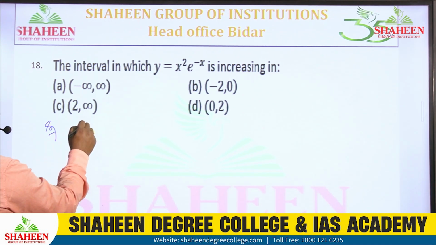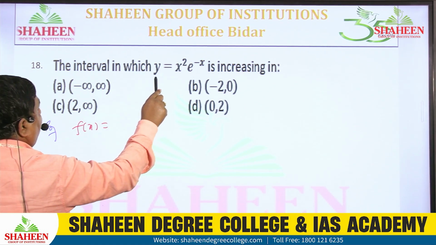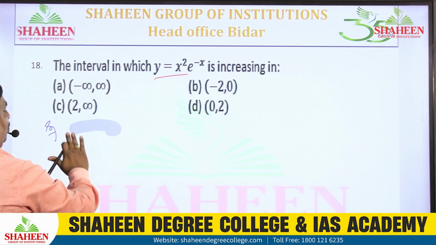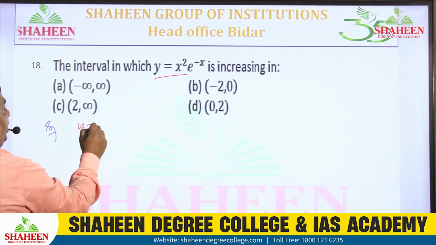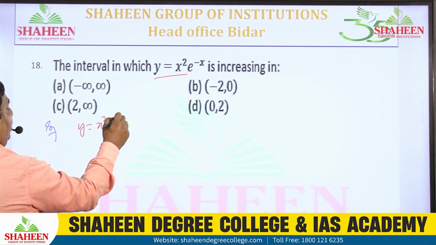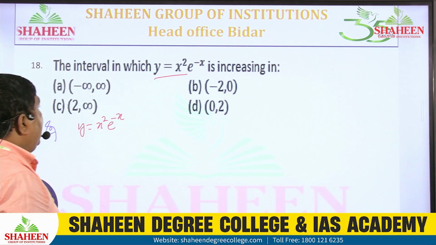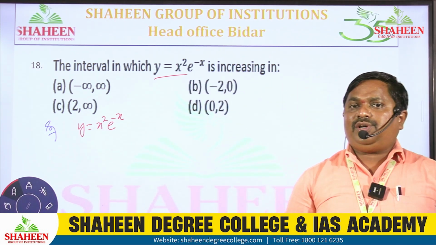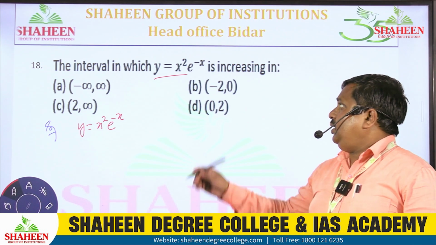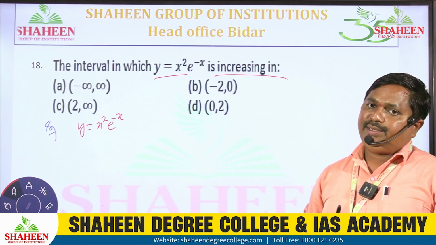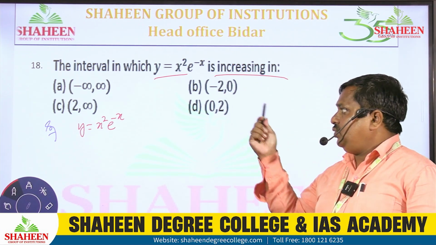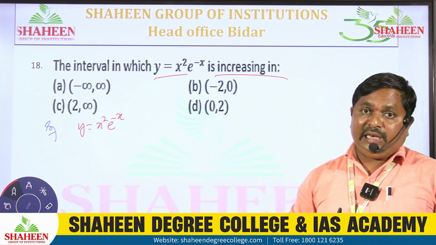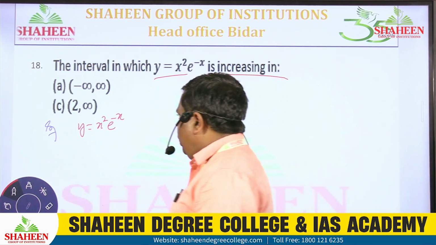Again we have a function f of x, or y, equal to x square into e power minus x. Now we are finding an interval in which the given function is increasing. In which interval the given function is increasing, that we have to check.